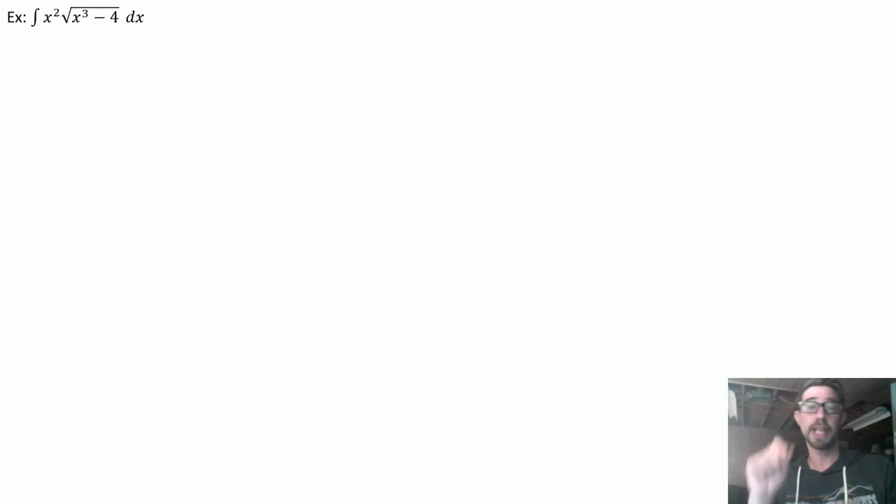Again, the only reason this works, and hopefully you've figured this out by now, is that if you look at the inner function, the only function in there that's really inner is x cubed minus 4. What's the derivative of x cubed minus 4? It's actually 3x squared. Hold on, we don't have 3x squared, we just have x squared. But that sure is easy to fix. It's pretty easy to get rid of a 3. You just divide it out.